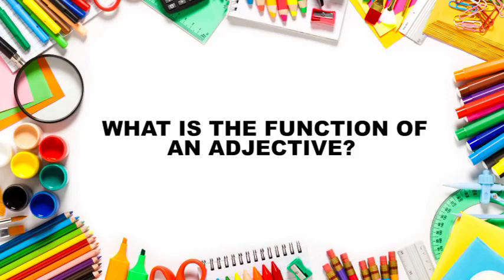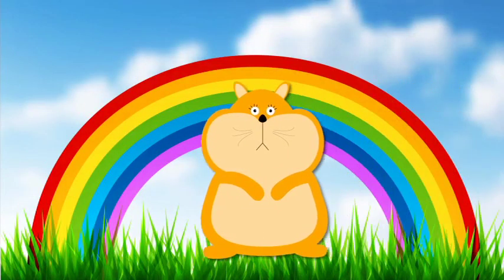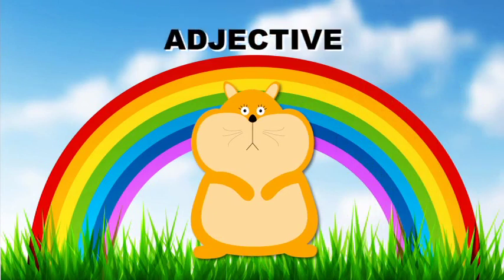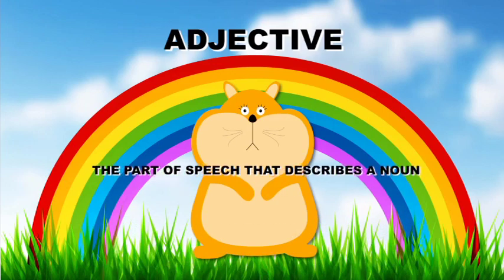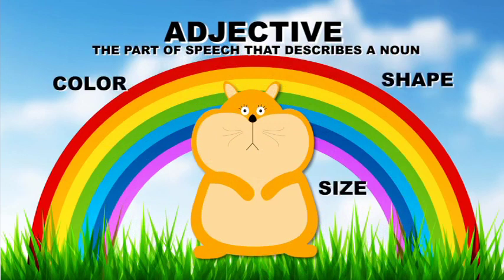What is the function of an adjective? Now that we have our sentence basics down, let's move on to something a little bit different. Have you ever seen something super cool that you want to describe to your friends? Like a colorful rainbow or a fuzzy hamster. If so, then you've used an adjective. The adjective is the part of speech that describes a noun. An adjective could be a color, a size, a shape, a whole bunch of things.